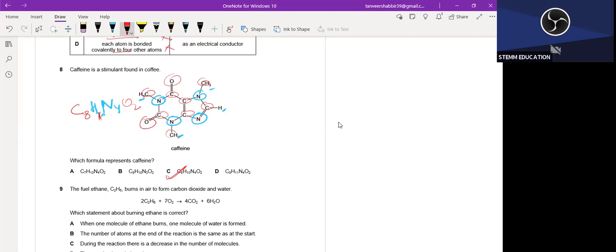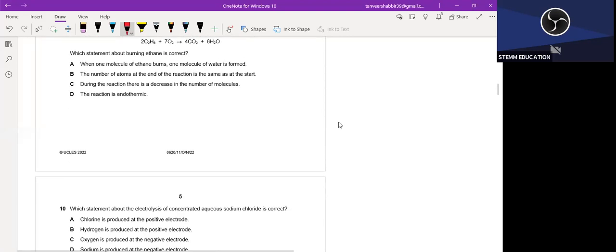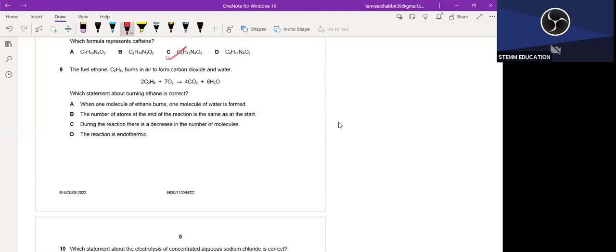Now question number 9. Fuel ethane, C2H6, burns in air to form carbon dioxide and water. So how will we do this?